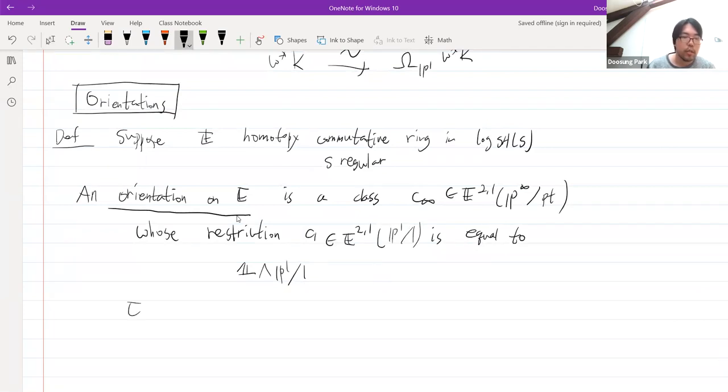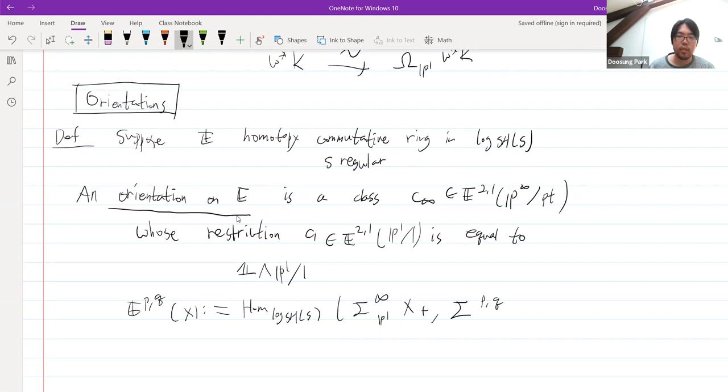So here E^{PQ}(X) is given by Hom in log SH of S, of Σ^∞ P^1 X plus, comma, suspension PQ E. And this is a graded commutative ring because E is a homotopy commutative ring.